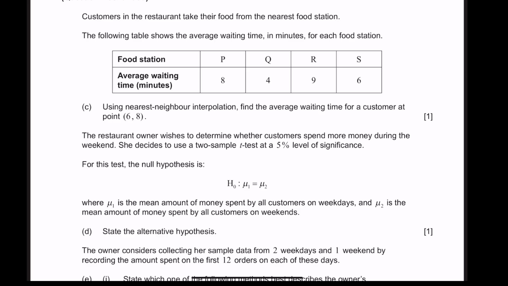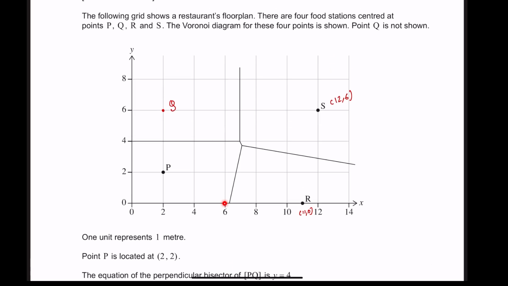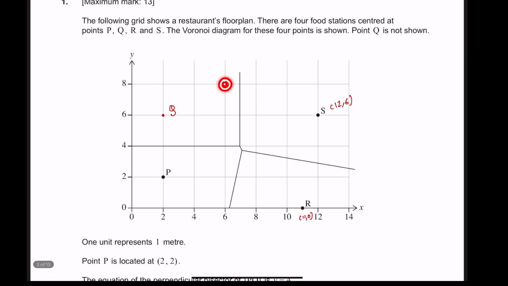Customers in the restaurant take their food from the nearest food stations. The following table shows the average waiting time in minutes for each food station, P, Q, R, S. Using nearest neighbor interpolation, find the average waiting time for a customer at point (6, 8). First let's identify this point: x is 6 and y is 8. It's here, right? The closest food counter near (6, 8) would be Q, so we have to report the waiting time at Q.